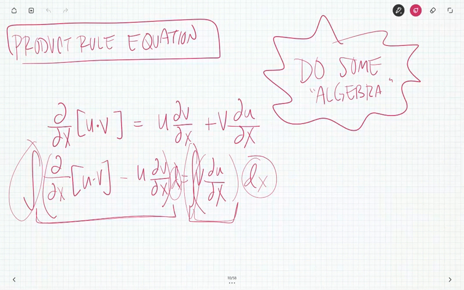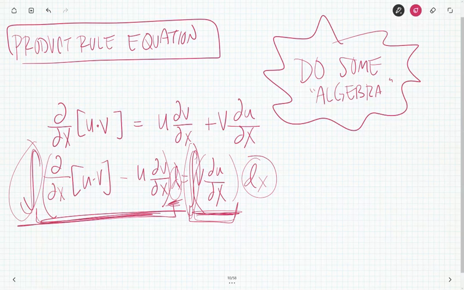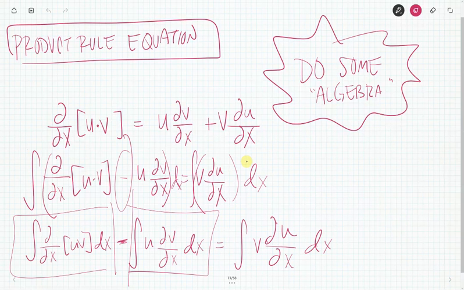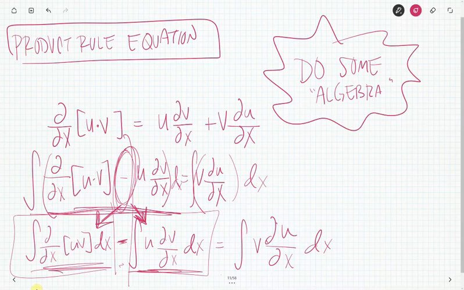Now we can take the integral of each side, so the integral with respect to x on each side. And remember, we take the integral of the entire side. And so first on the left, because there's a minus sign in between, we can break it apart into two separate integrals. So the integral of one minus another integral equals this integral here.